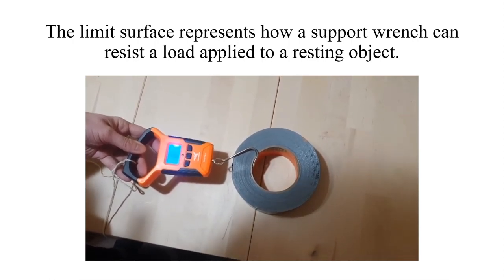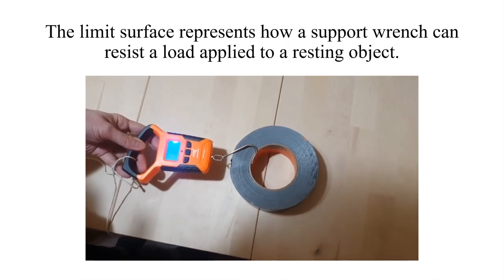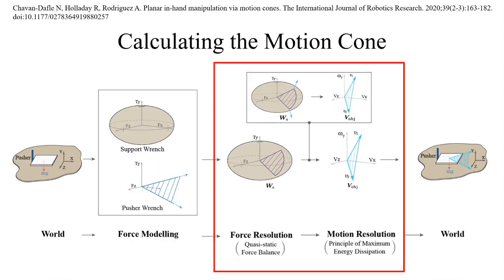In this video, we can see that the roll of tape doesn't move until the load being applied exceeds some threshold. This is an indication of a support wrench resisting our efforts to move it. Once we have a set of possible pusher and support wrenches, we can combine them to find the direction of possible motions. In order for our block to move, we must apply a pusher wrench that respects the friction constraints, and this pusher wrench must be sufficient to overcome the corresponding support wrench.